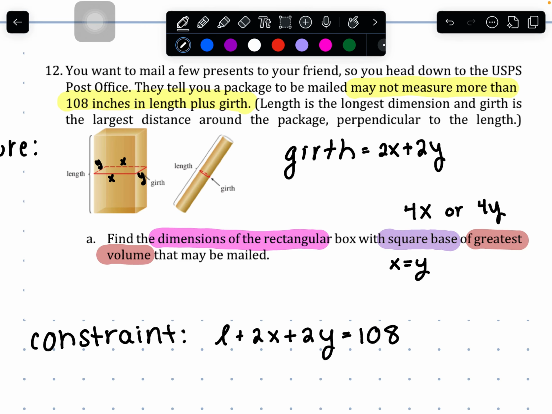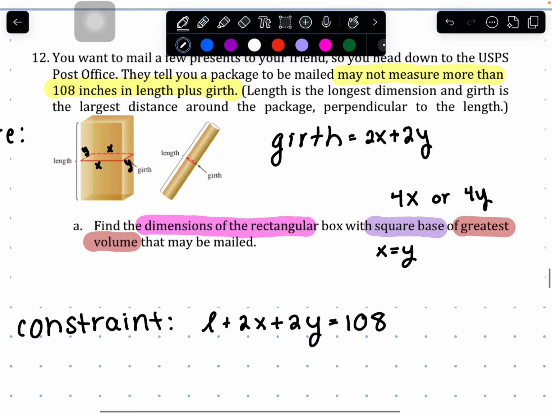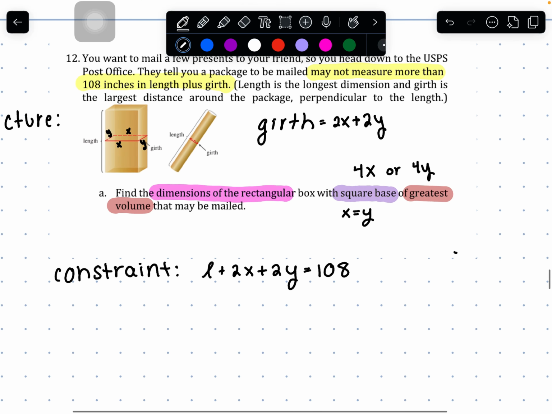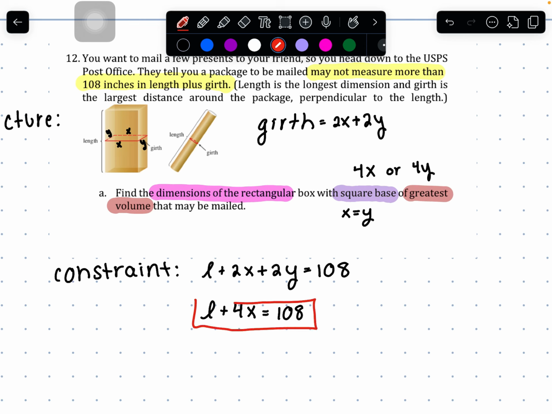However you want to do it, it does not matter which one you do, because for our solution, we'll have L equals something, and we're going to have x equals y equals something. So it doesn't matter which one you choose to work with. I'm going to go with x because I like x better. So our constraint becomes L plus 4x is equal to 108. So this is our first equation.